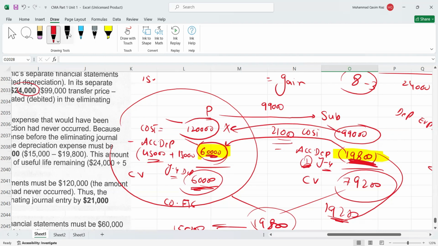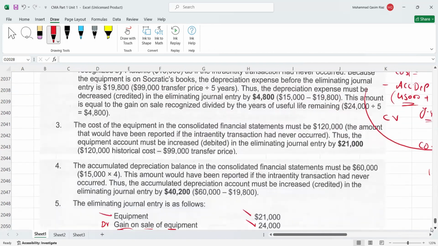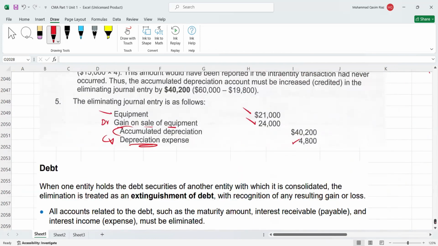So now the difference we will add to the accumulated depreciation, and with that difference, we will credit the accumulated depreciation. So it means four things we have to do, guys. Number one, first of all, you have to eliminate the gain. If there is a gain, gain will be debit. If there is a loss, loss will be credited.